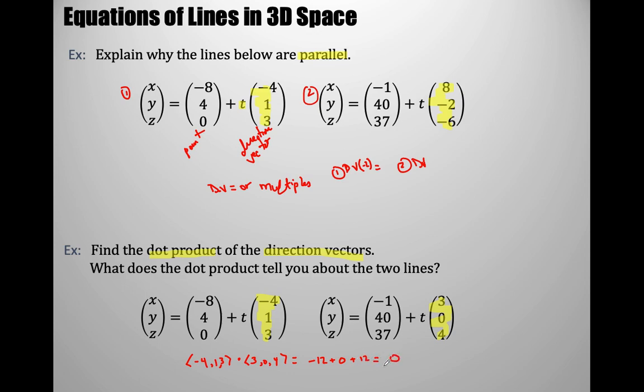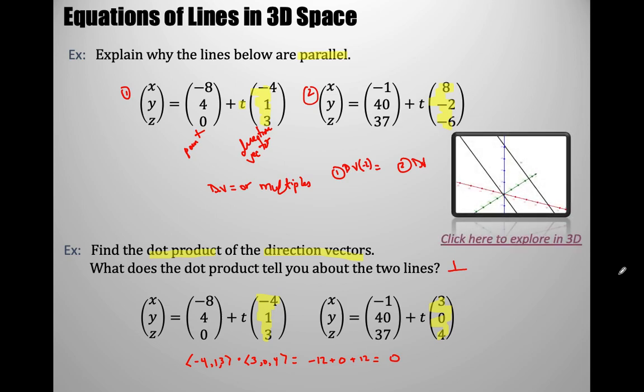What does it mean when you have a dot product that is equal to 0? Correct! The two lines are perpendicular. Good job. Next. Oh, I forgot I did this too.